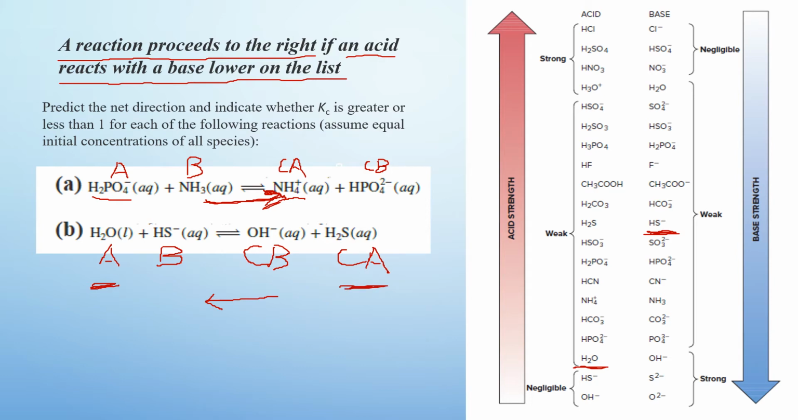Water is here, and the conjugate acid H2S is here. In this list, we can see H2S is the stronger acid and water is a weaker acid. We know that for the net reaction, it will go from the stronger acid to the weaker acid. So that just confirms our answer. It will proceed to the left.